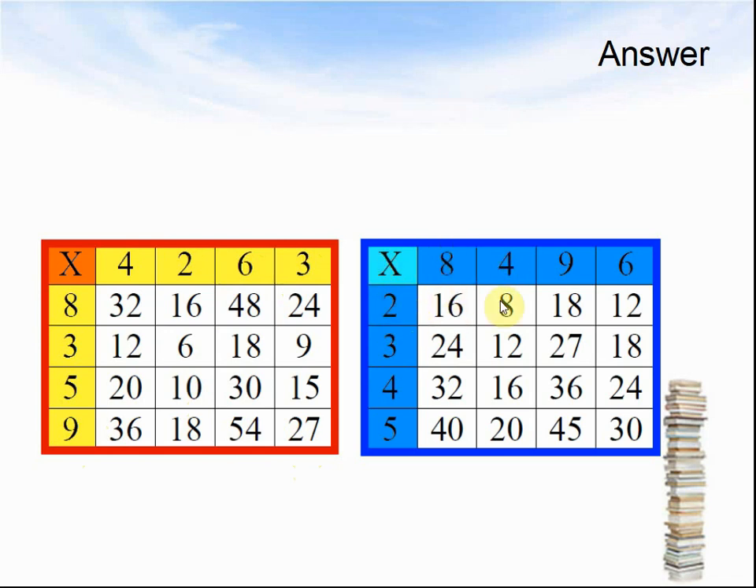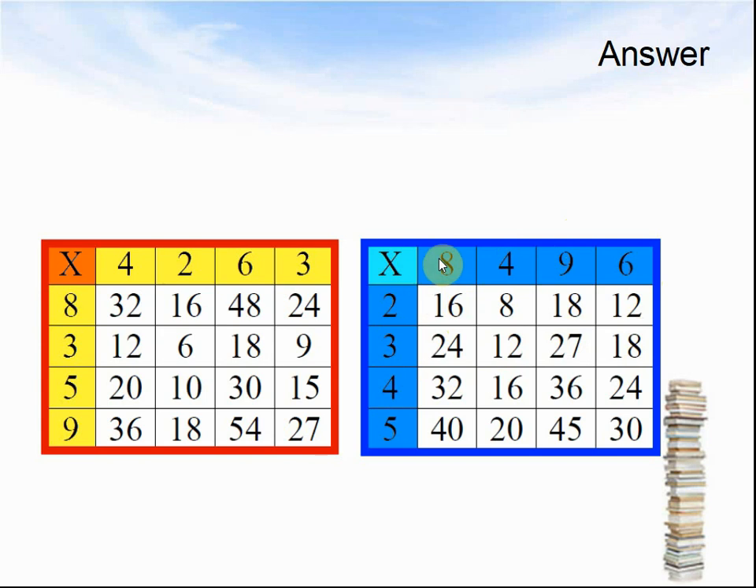2 times 4 is 8. 2 times 9 is 18. 2 times 6 is 12. 3 times 8 is 24. 3 times 4 is 12. 3 times 9, 27. 3 times 6, 18.